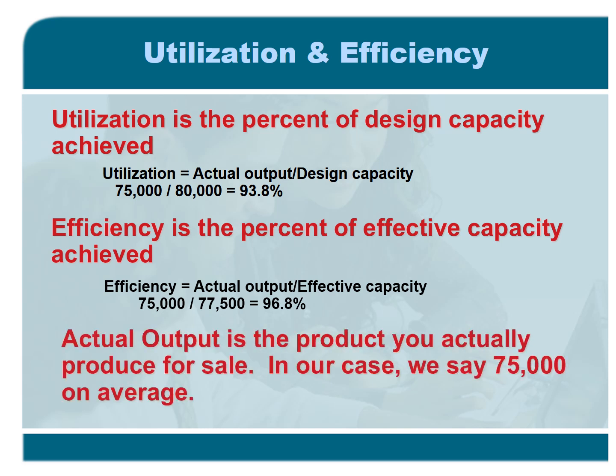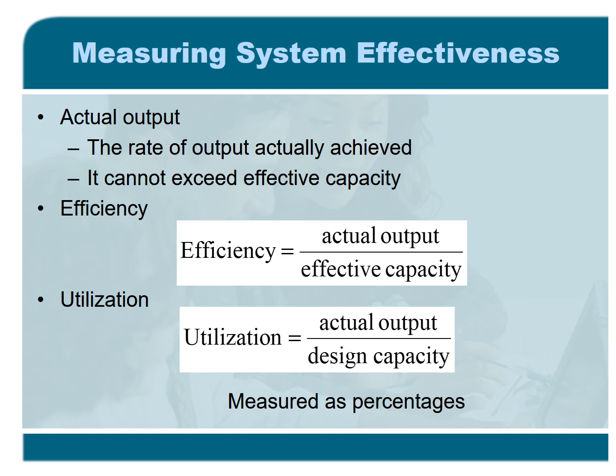The actual output is the product you actually produce for sale. In our case, we say 75,000 on average. So efficiency is the actual output divided by the effective capacity, and the utilization is the actual output divided by design capacity, and they're measured in percentages.